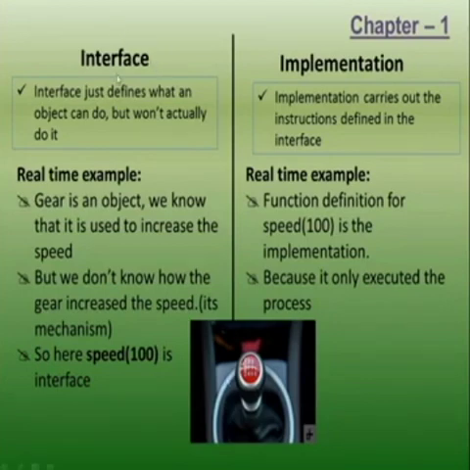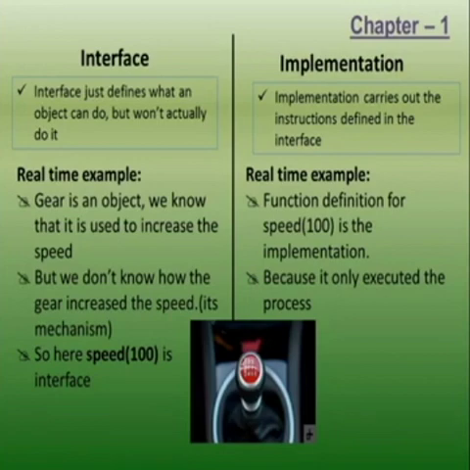Up to this level, it is interface. Then come to implementation. Implementation carries out the instructions defined in the interface. That is, the execution part of the interface is said to be implementation. So, interface is the template or the function prototype. Implementation is the function definition which actually executes the process of the interface.